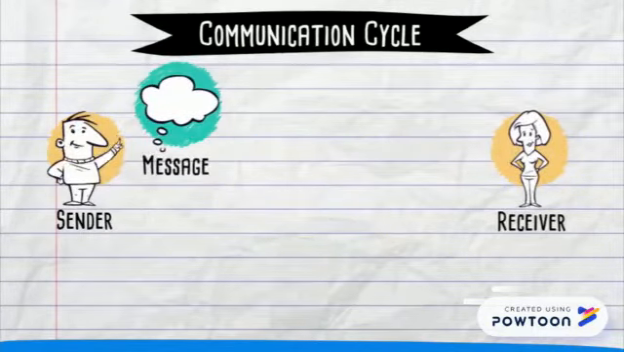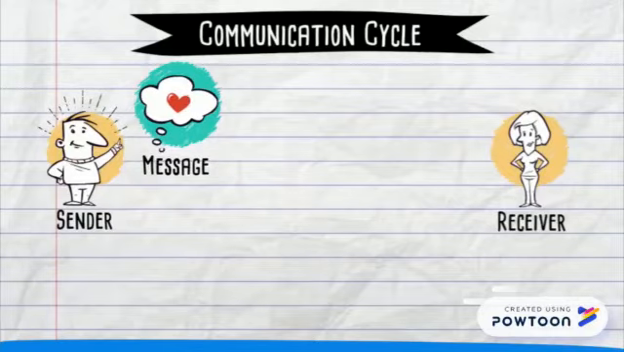Well, that idea represents the third component in the communication cycle, and that is the message, the idea being communicated. And for our sender here, well, he has a very specific idea in mind. He is in love, and he can't wait to communicate it.